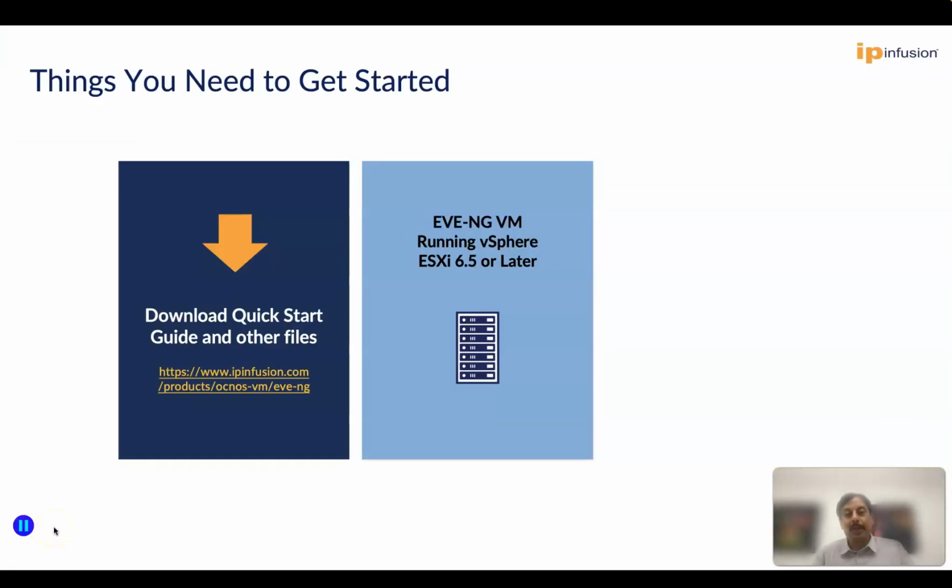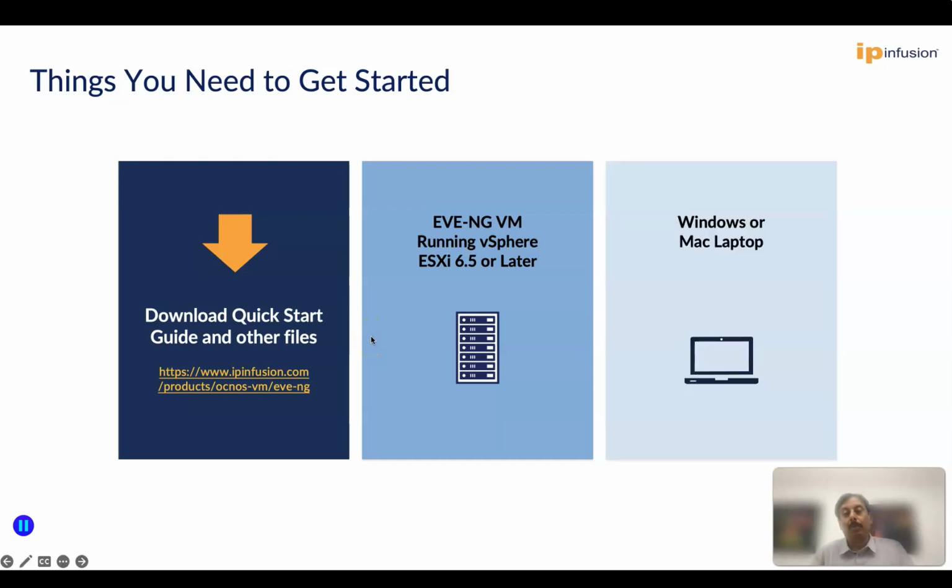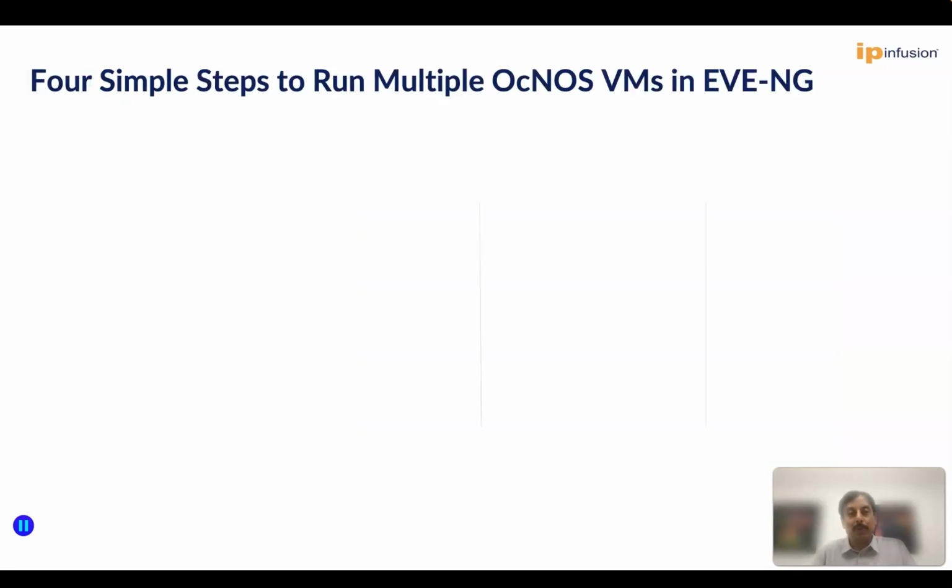Second, you need an ESXi server running vSphere 6.5 or later to install EVE-NG VM. Third, you need your Windows or Mac laptop. You will access the browser as the user interface to EVE-NG. I will now take you through 4 simple steps to run multiple OcNOS VMs in EVE-NG.